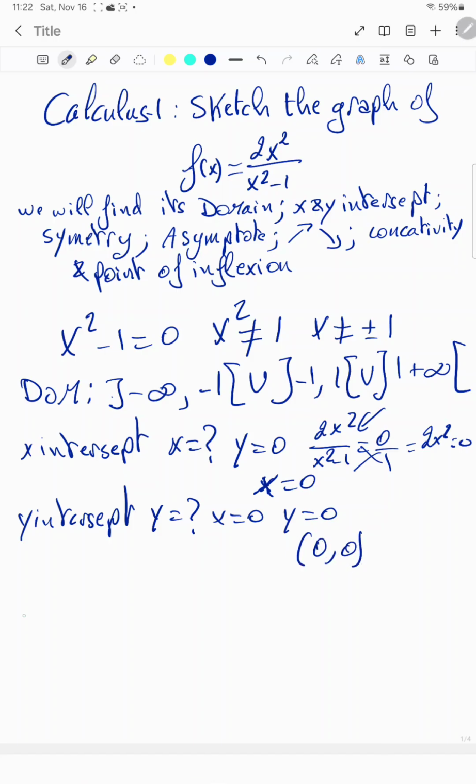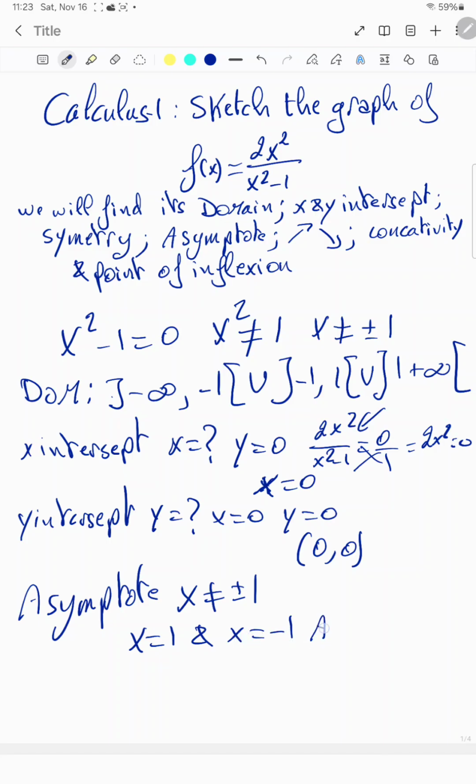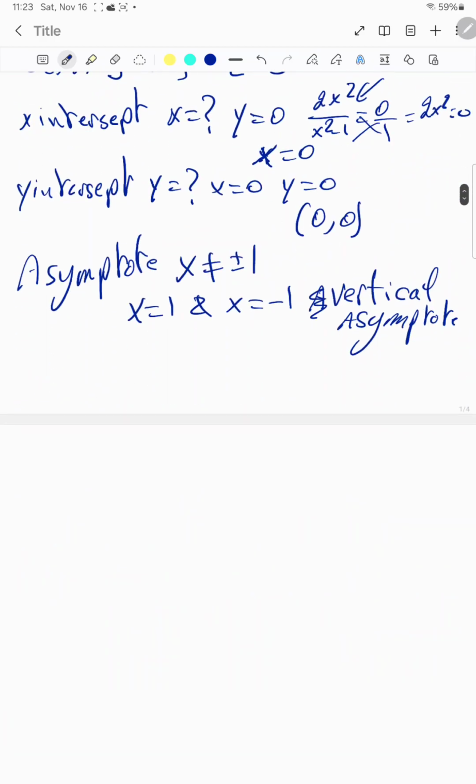Now let's study the asymptote. I know x can never be equal to plus or minus 1. So x equal to 1 and x equal to minus 1 are vertical asymptotes, because if x equal 1 or x equal to minus 1, my denominator is equal to 0 and I cannot have a denominator of 0.